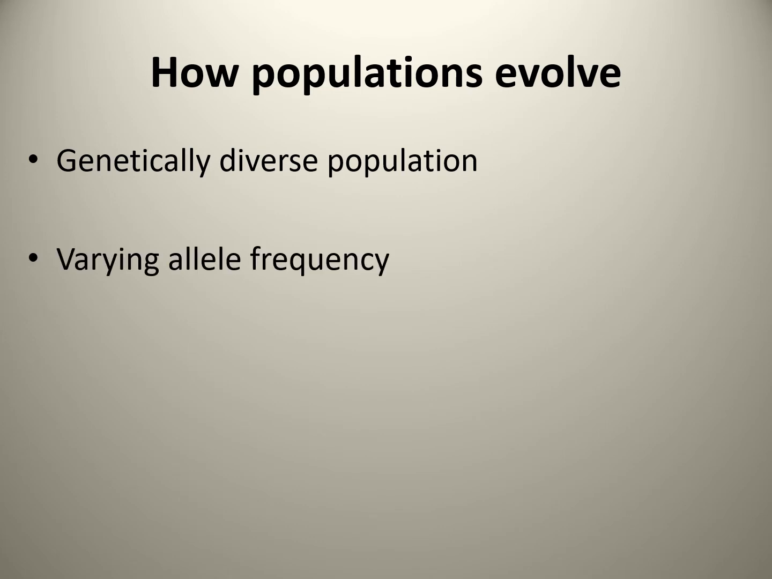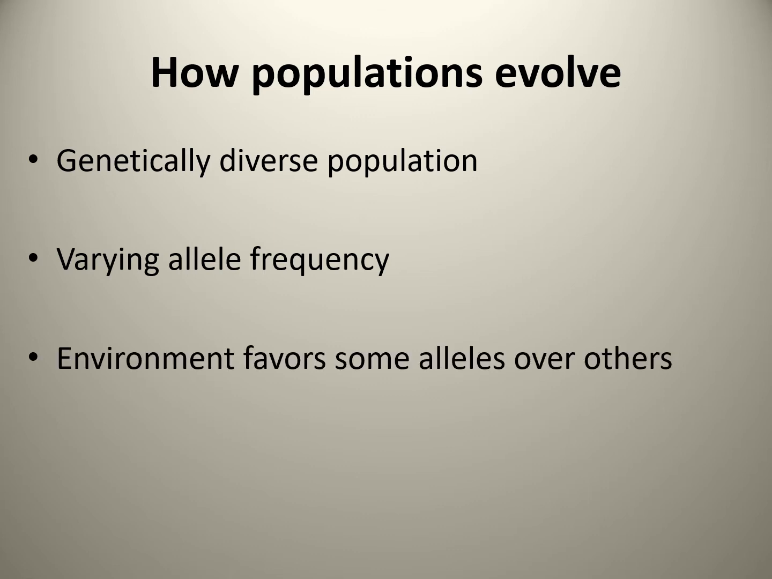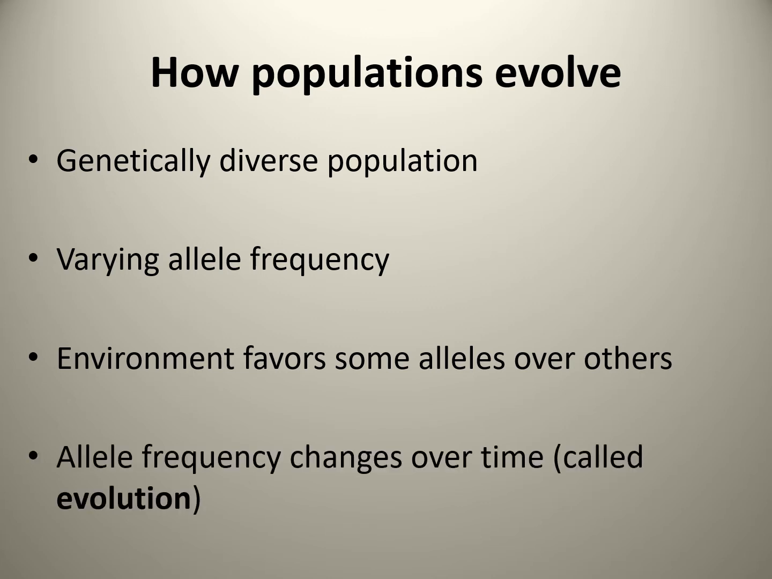You also need a varying allele frequency. Remember, each gene has, for our sakes, two alleles. So we need varying allele frequencies of the alleles we see in the population. And the environment has to favor some alleles over others. Evolution is what that change is. As allele frequency changes over time, that's what's called evolution.